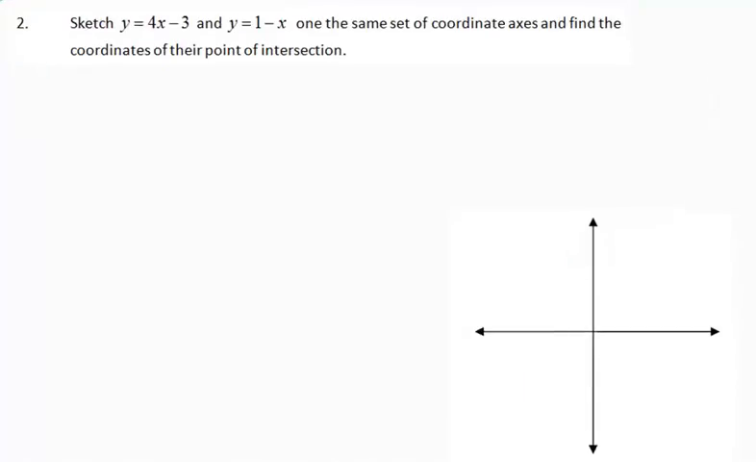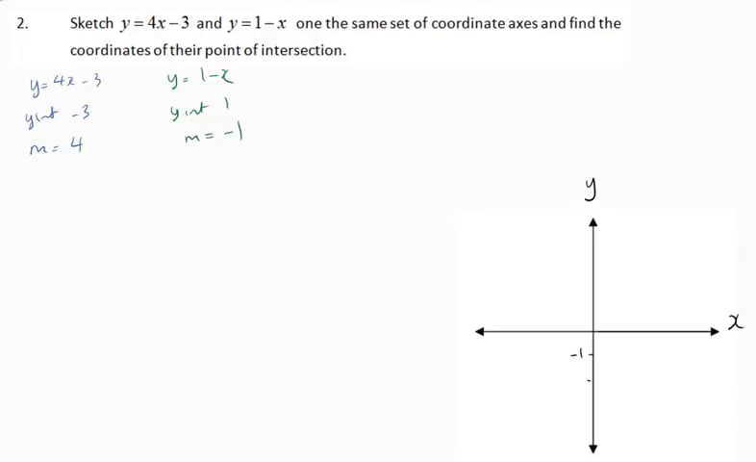So for our next graph, first of all we have y is equal to 4x minus 3. So our y-intercept is minus 3 and our gradient is 4. For our second equation, y is equal to 1 minus x. Here our y-intercept is at 1 and our gradient is minus 1. So we want to draw on our labels, we've got our y and our x. Here we know y minus 3, and our other y-intercept is at 1.